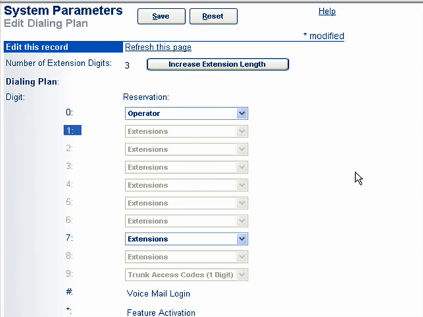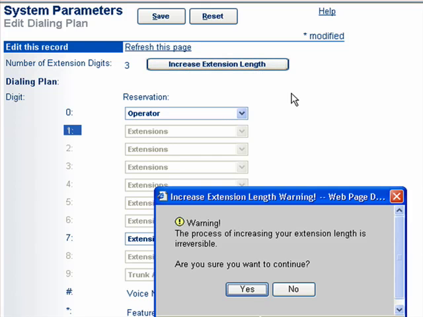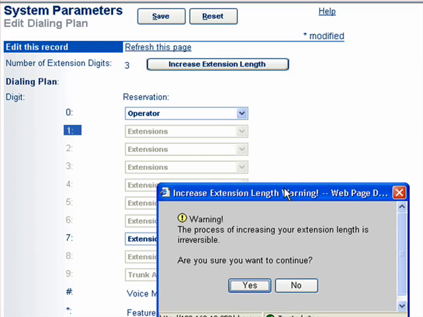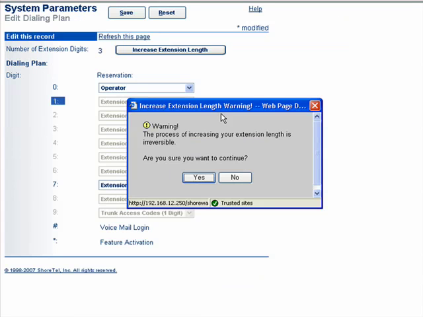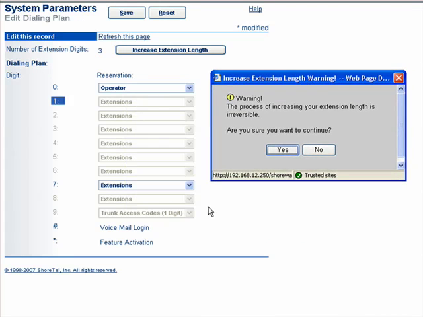That's quite a few extension numbers, but it may not be an appropriate length, and we may decide that we need to increase the number of digits. We increase the number of digits by clicking on this increase extension length, and we get a warning that I assure you is absolutely correct. This process is irreversible. If you increase the number of digits in the ShoreTel at the time of installation, you can't go back. You might as well start with a bare metal system and start over.